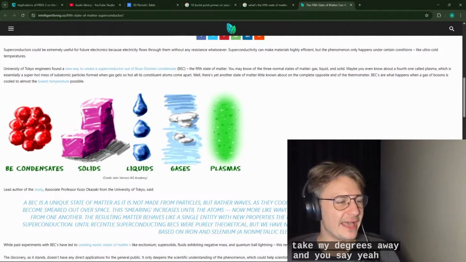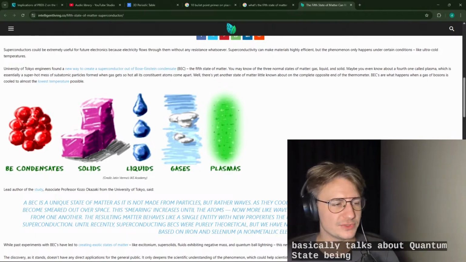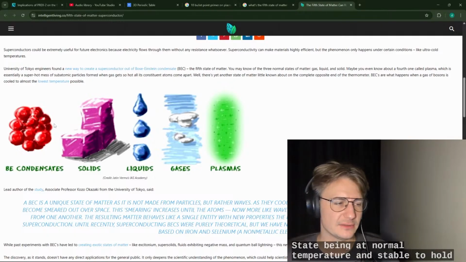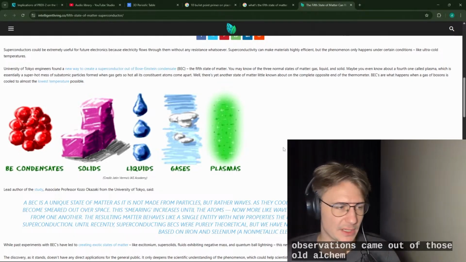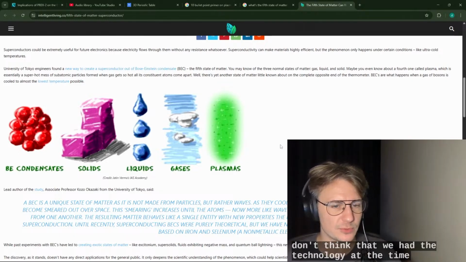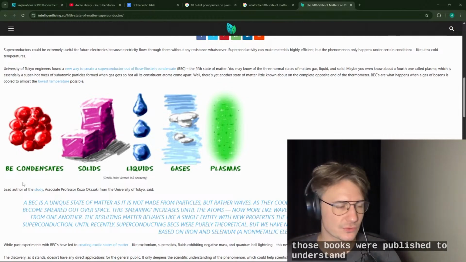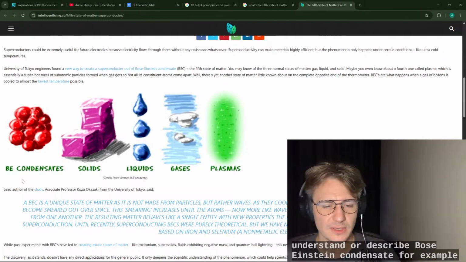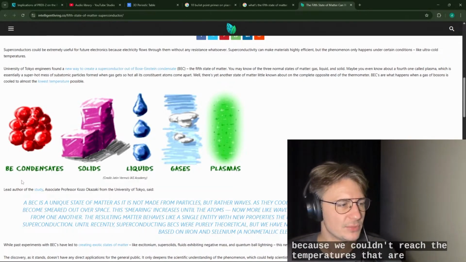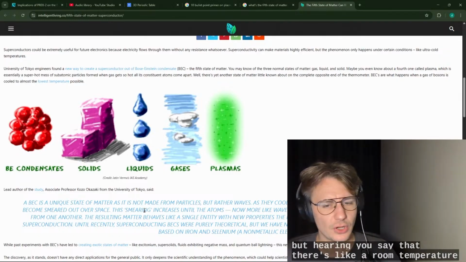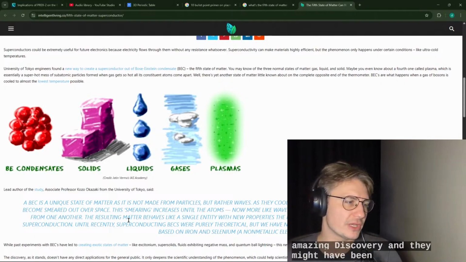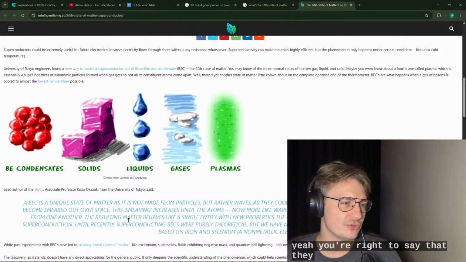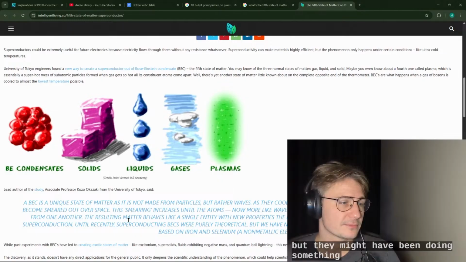And alchemy basically talks about a quantum state being at normal temperature and stable to hold. I would be surprised if those observations came out of those old alchemical books. I don't think we had the technology at the time most of those books were published to understand or describe Bose-Einstein condensate, for example, because we couldn't reach the temperatures that are needed. But hearing you say that there's a room temperature condensate that they maybe discovered, that would be an amazing discovery. They may not have even understood what they were doing, but they might have been doing something. That's possible.